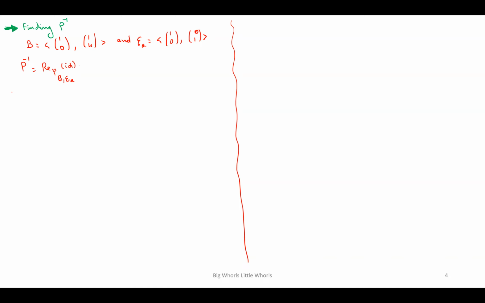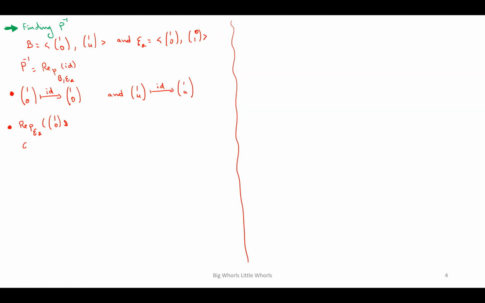What do we do? First of all, we need to see where the identity map sends the elements of B. So 1, 0 and 1, 4. Under the identity map, I know this is tedious, 1, 0 is just sent to 1, 0, but it's for explanation purposes. And 1, 4 is also sent to 1, 4. Now let's find the representation with respect to E2 of the vector 1, 0. And how do you find a representation?